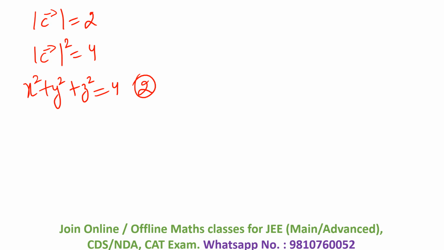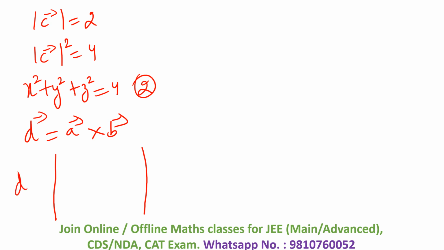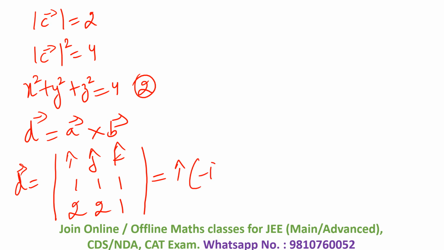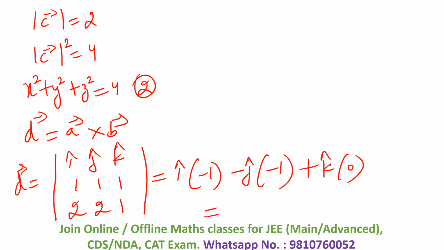Now, first of all, we find the vector d, because vector d is nothing but a cross b. So the vector d will be equal to the determinant. In the first row, we will be having i j k. In the second row, it is 1, 1, 1. And in the third row, it is 2, 2, 1. Now the vector d becomes i into minus 1 minus j into minus 1 plus k into 0. So this is nothing but minus i plus j. Now students, we have got the vector d.